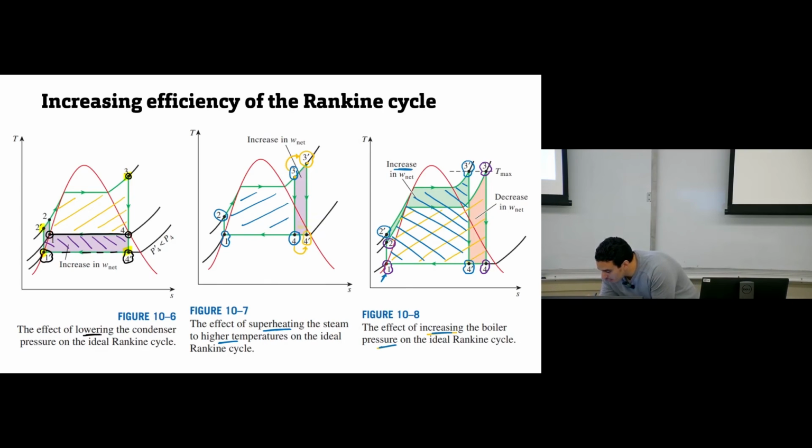So what is happening? We have all of this area representing an increase of the network obtained from the cycle. So we are increasing the amount of work obtained from the cycle, and you are increasing the thermal efficiency of this cycle. So in general, we have 3 methods that we can use to increase the efficiency of the Rankine cycle. The first one is to lower the condenser pressure, increase the boiler pressure, or superheat the steam exiting the boiler at a higher temperature.